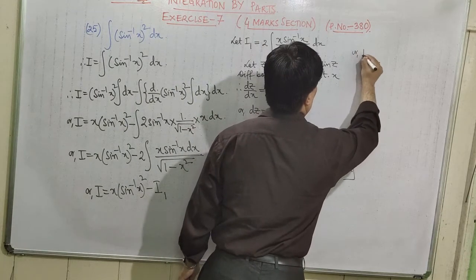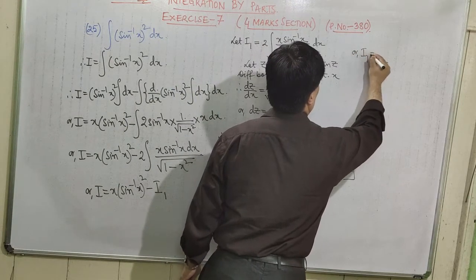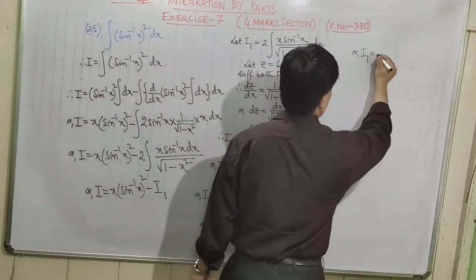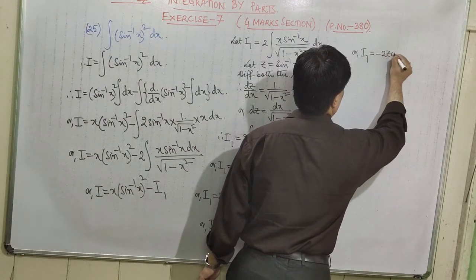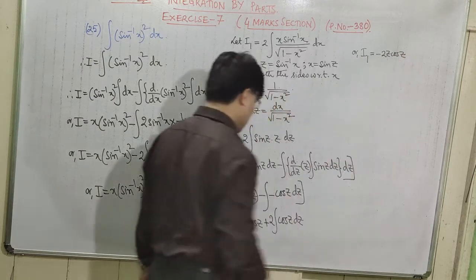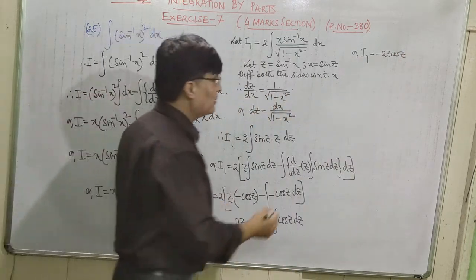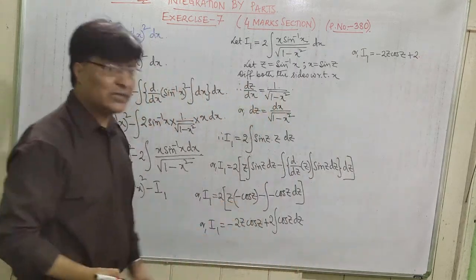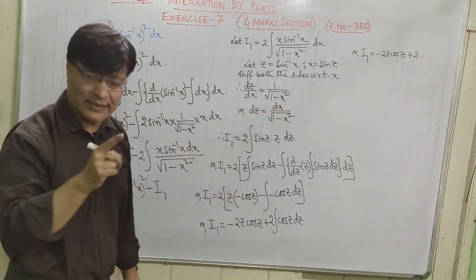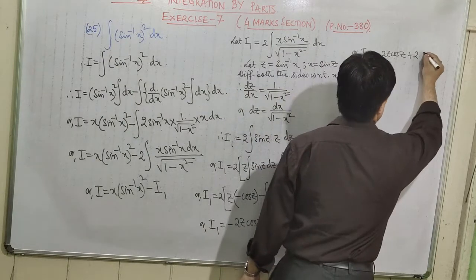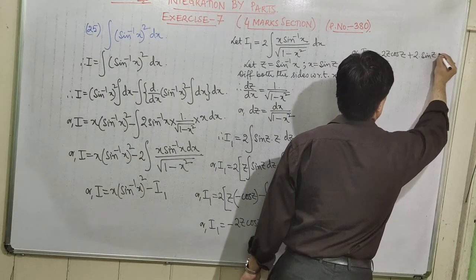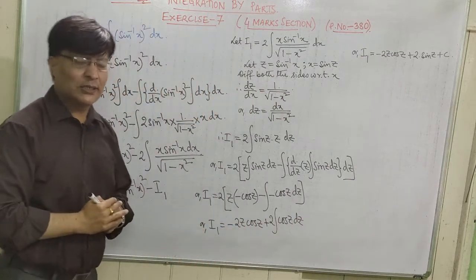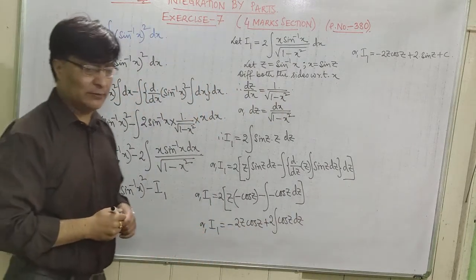So, what is I1 now? So I1 is equal to, what is the first term? Minus 2z cos z. Let us write it. Minus 2z cos z plus 2 into, what is integration of cos z dz? That is your sine z, then plus c. Is that understood? So let us put the value for z here.